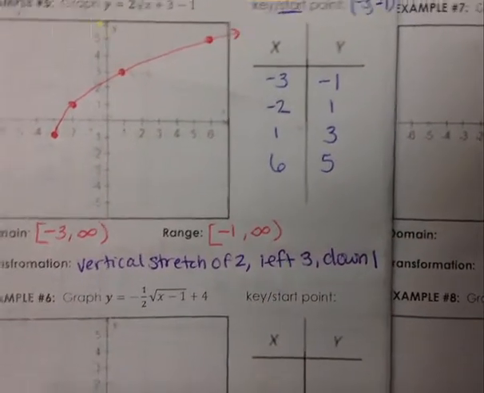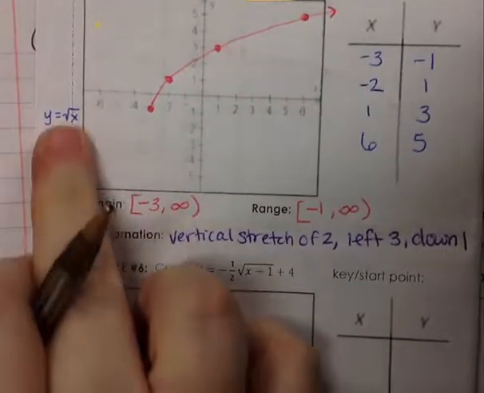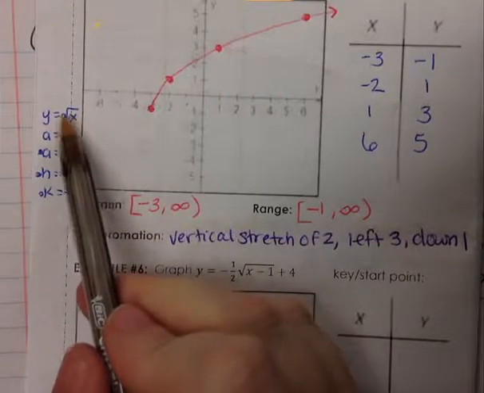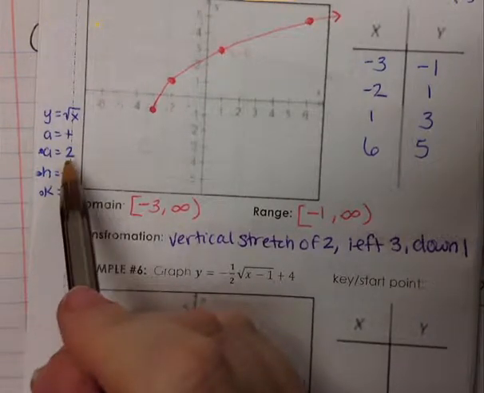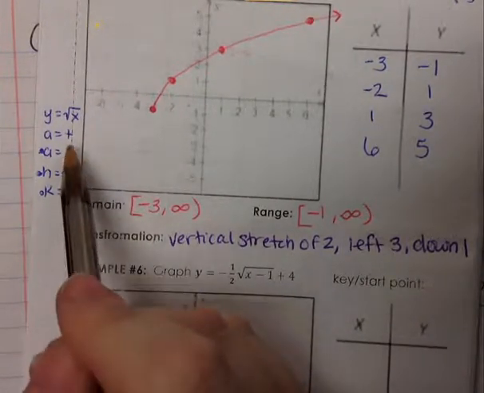That would be your transformations. So again, it comes from the parent function. This was a positive 1, 0, and 0. So positive 2, -3, -1. So these three did change.